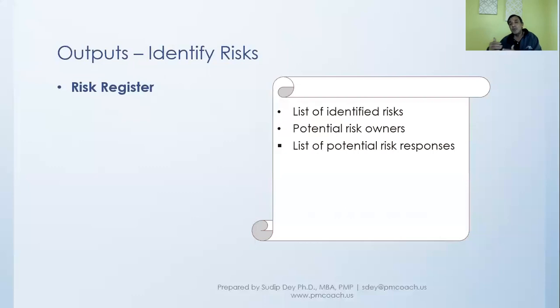And as we move through, this risk register will keep getting updated through all these processes, because probably one of the columns for each of the risks will be the priority, high priority or low priority. That will get filled in when we go through the qualitative and quantitative risk analysis, and so on. So this risk register will get updated through the life of the project.